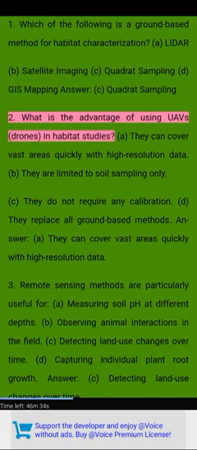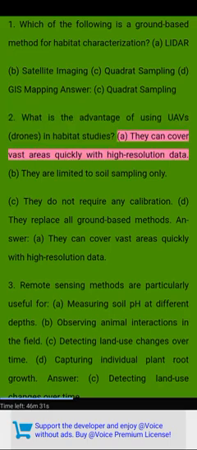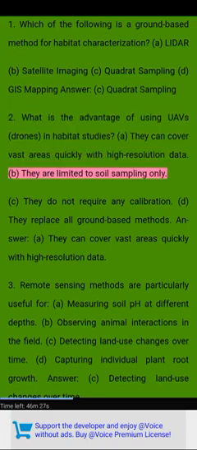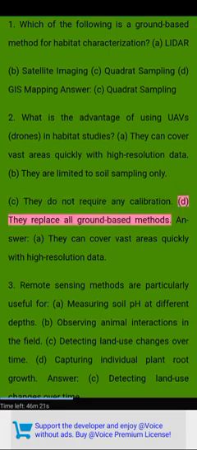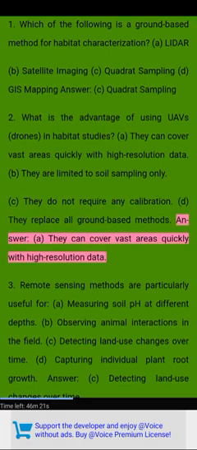2. What is the advantage of using UAVs, drones, in habitat studies? A. They can cover vast areas quickly with high-resolution data. B. They are limited to soil sampling only. C. They do not require any calibration. D. They replace all ground-based methods. Answer. A. They can cover vast areas quickly with high-resolution data.